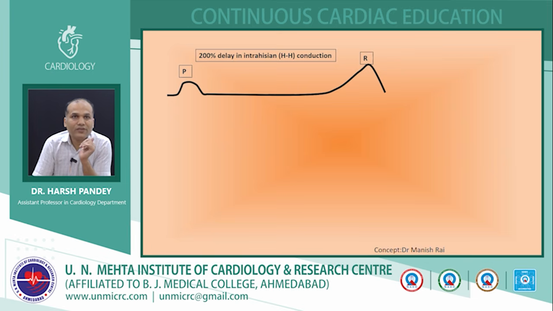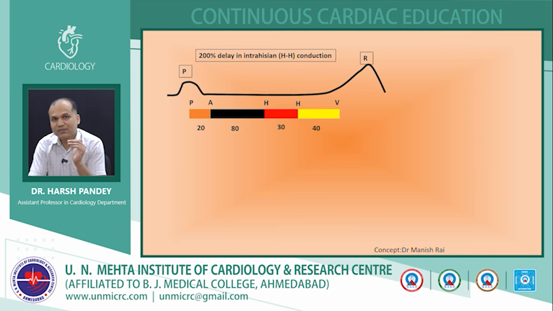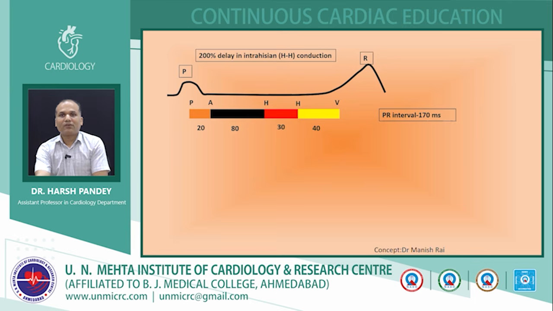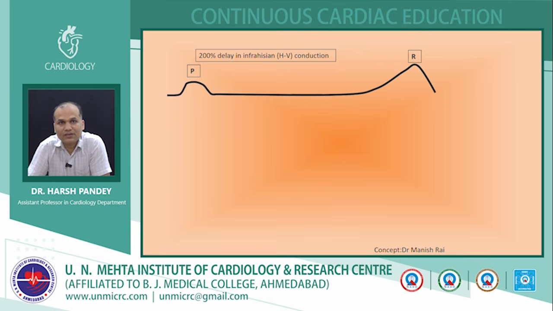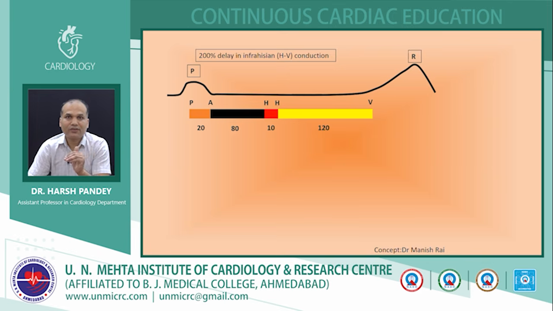Second scenario, we have increased by 200% the delay at the intra-His level, H to H. So P to A remains the same, A to H remains the same. Now H to H from 10 millisecond becomes 30 millisecond, and H to V remains the same. So the total PR interval here is 170 millisecond. Third scenario, now we have increased by 200% the delay at the infra-His level. So P to A is 20 millisecond, A to H is 80 millisecond, H to H remains the same, but H to V now goes from 40 to 120. So now the PR interval here is 230 millisecond.